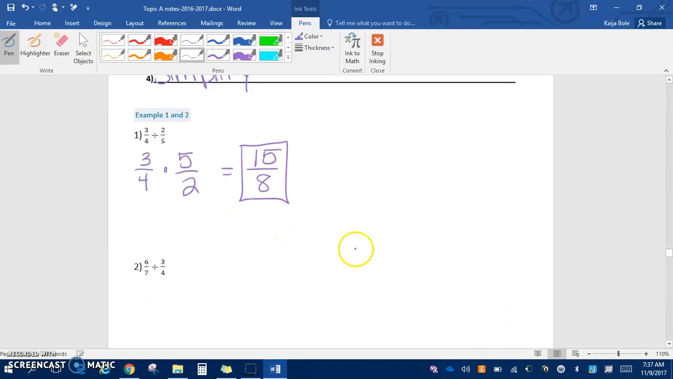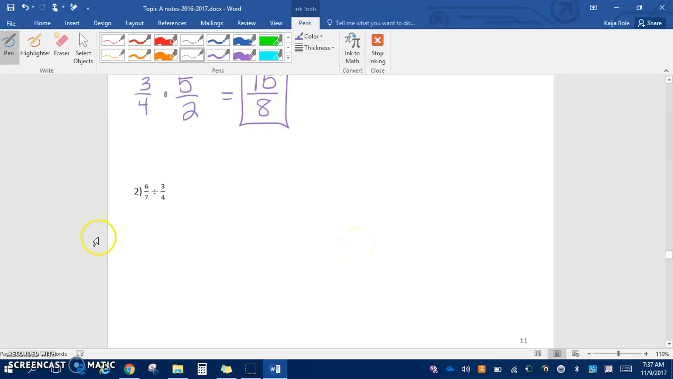Alright, number 2 here, we have 6/7 divided by 3/4, so this would become 6/7 times 4/3. We check for cross division, and we do have some. We can cross divide the 6 and the 3, so we divide by 3, this becomes a 1, this becomes a 2. Now when we multiply across, 4 times 2 is 8, and 7 times 1 is 7, so our final answer is 8/7.